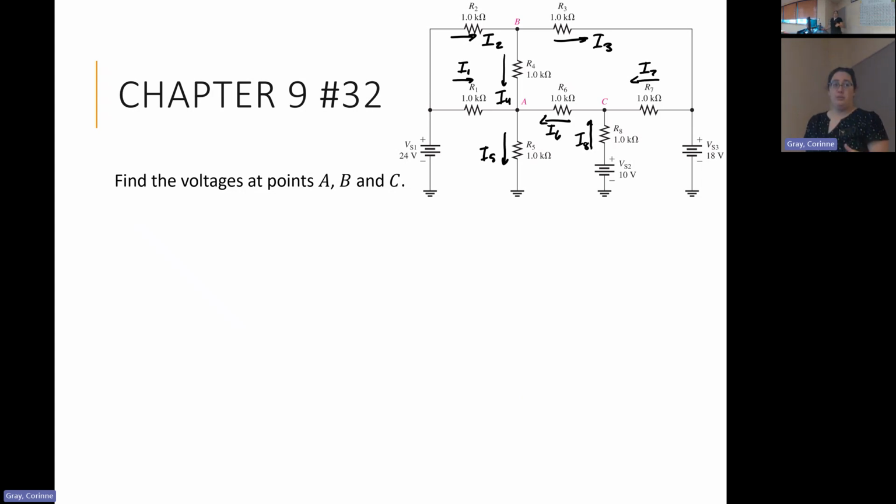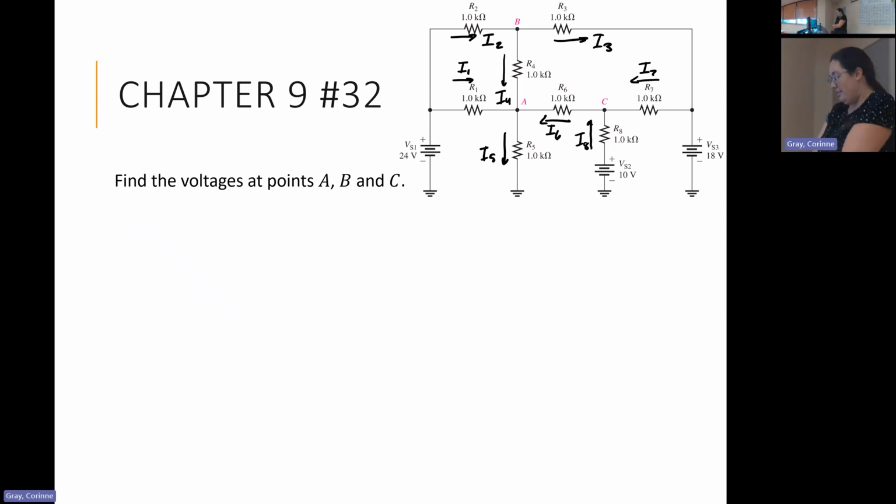I just know going through and doing this, I have a 1 kilo ohm resistor. So that one is really 1 kilo ohm. You're welcome to drag around 1,000 instead of dragging around a 1. Both are valid. So let's go ahead and talk about our currents first.